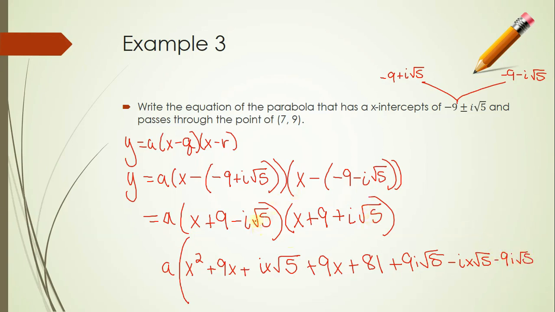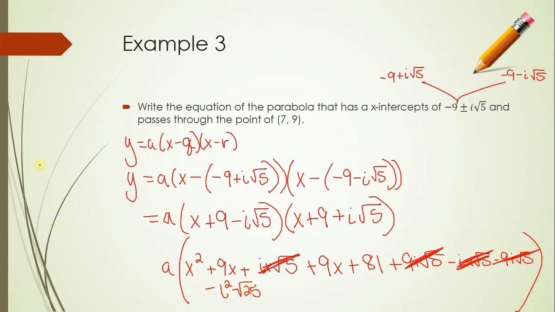Almost running out of room here. And then, negative i square root of 5 times i square root of 5 would be negative i squared times square root of 25, right? Multiply the outsides, multiply the insides. Oh, please tell me stuff cancels. ix square root of 5 and a negative ix square root of 5, that looks good. And then 9i square root of 5 and minus 9i square root of 5. Yes! It cancels off.